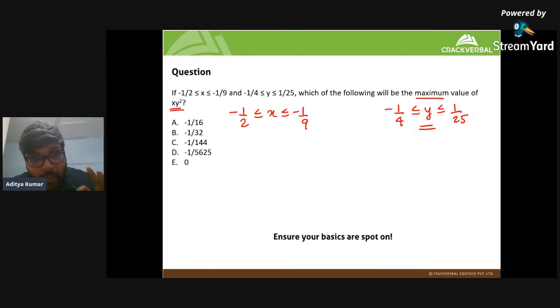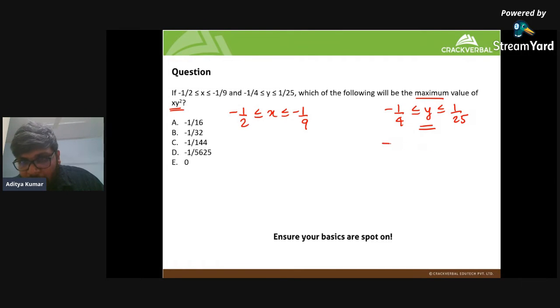Now, for those who got B as an answer, one, you have not squared things correctly. Second, you must have made a mistake in your entire analysis of x into y square in the end.